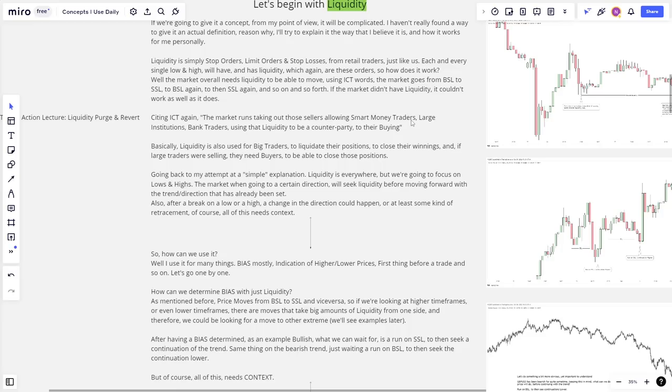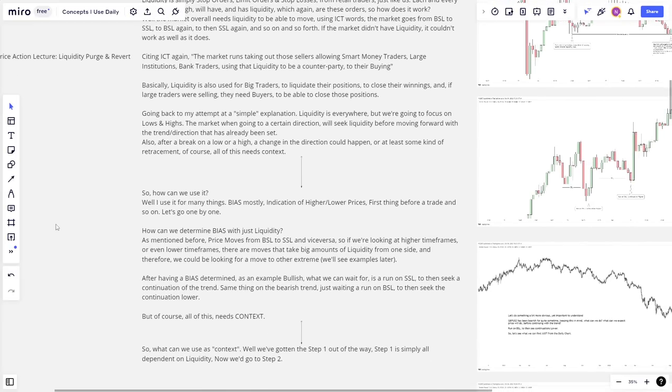Now, going back to my attempt at a simple, between-quotes explanation, liquidity is everywhere. But we're going to focus on lows and highs. The market, when going in a certain direction, will seek liquidity before moving forward with the trend or direction that has already been set. Also, after a break of a lower high, a change in direction could happen, or at least some kind of retracement. Of course, all of this needs context.